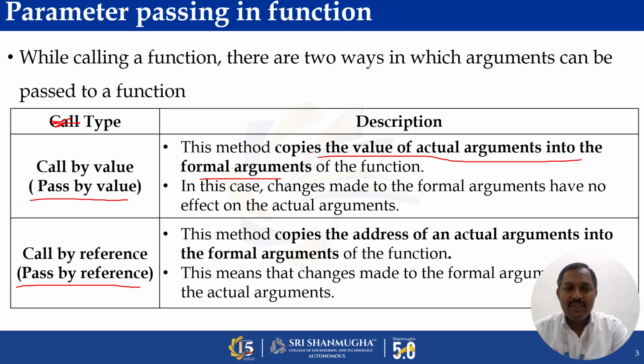The second one is call by reference. This method copies the address, not the value, of the actual arguments into formal arguments. In this case, whatever changes we make in formal arguments will be reflected in actual arguments. So these are the two things: in call by value, just the value of actual arguments is copied into formal arguments; in call by reference, the address of actual arguments is copied into formal arguments.